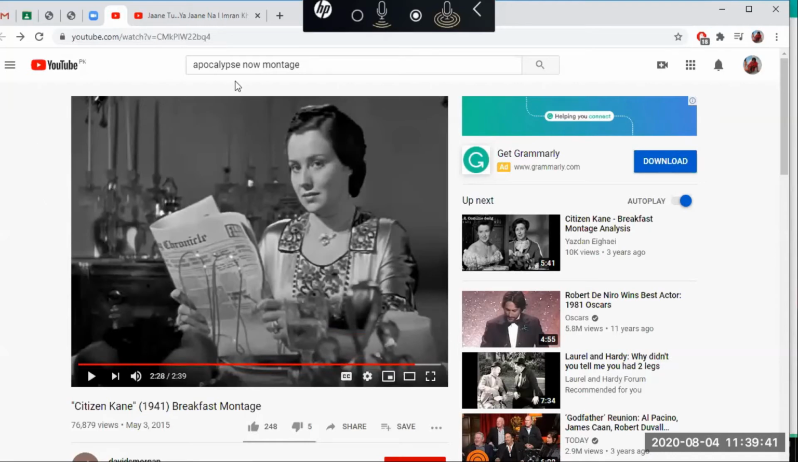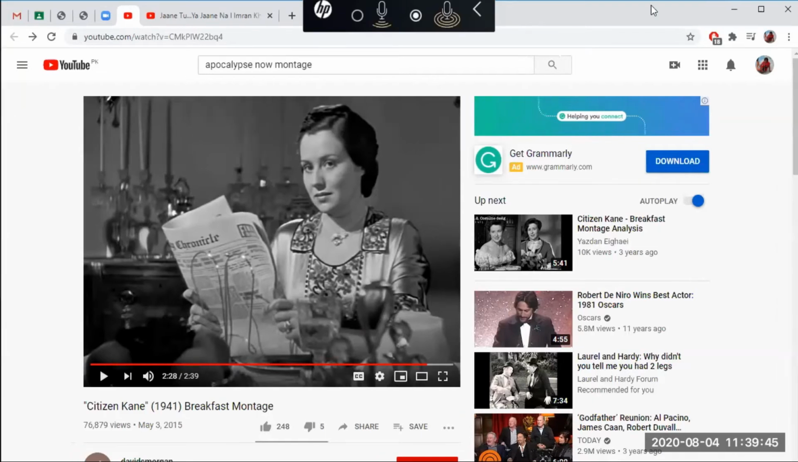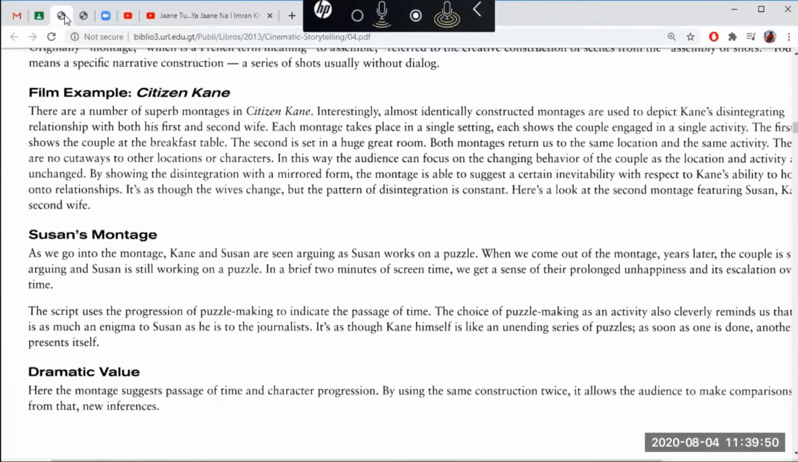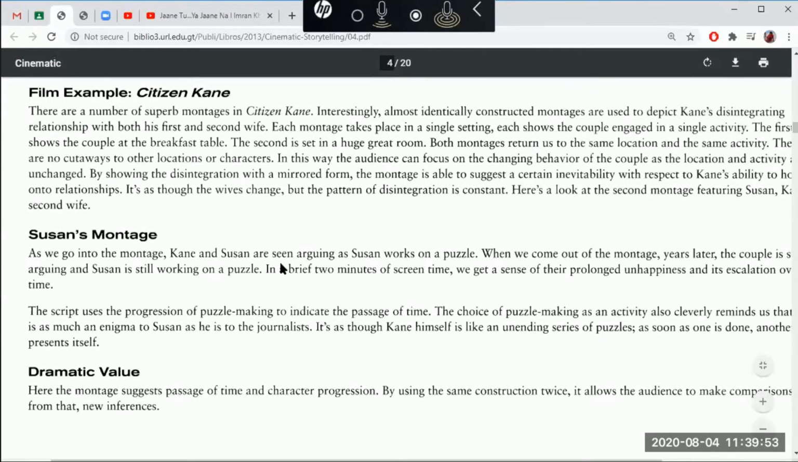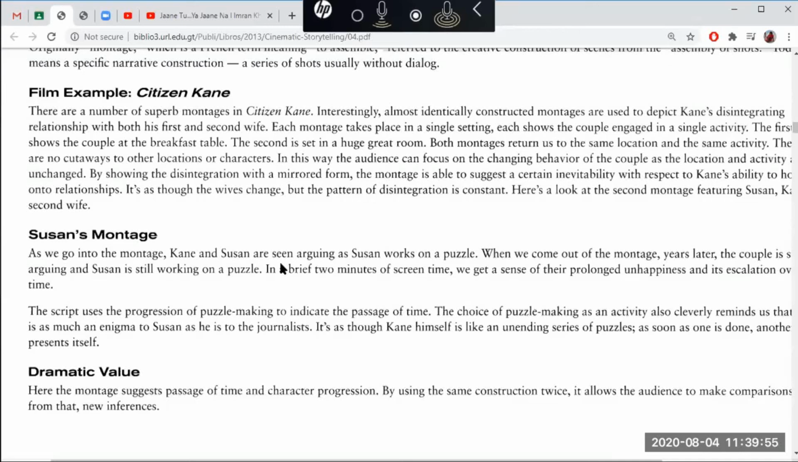So this montage has actually used identical situations, identical in terms of environment, identical in terms of action. So it is saying that Citizen Kane actually used a number of superb montages. These are almost identically constructed and are used to depict Kane's disintegrated relationship. Okay, so with his first and second wife.